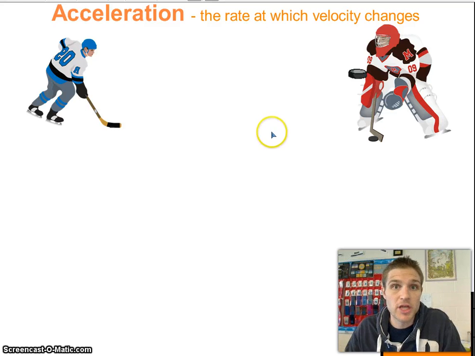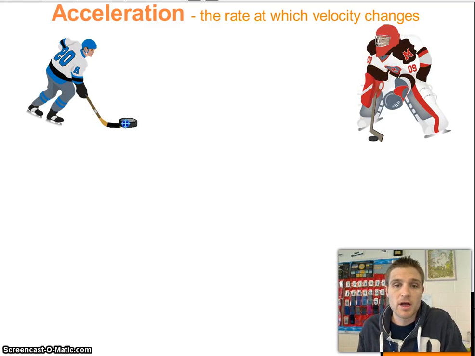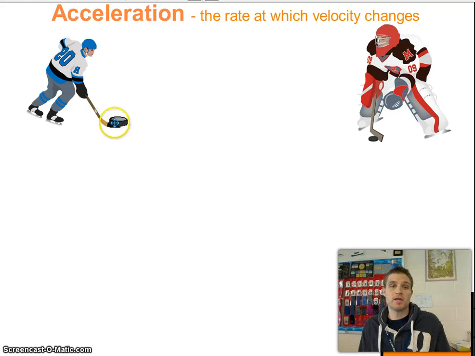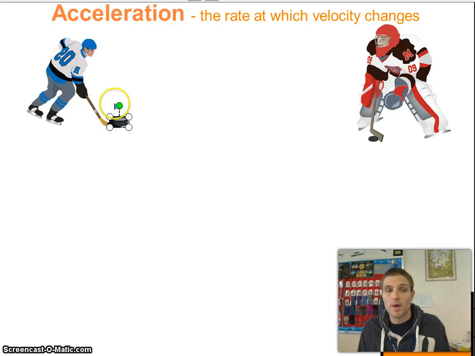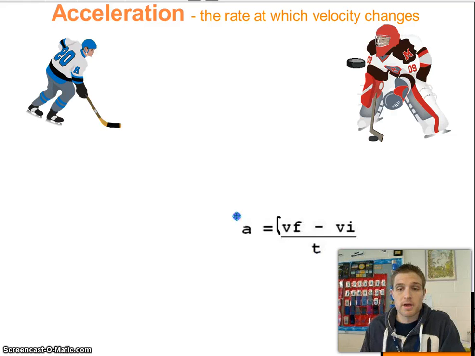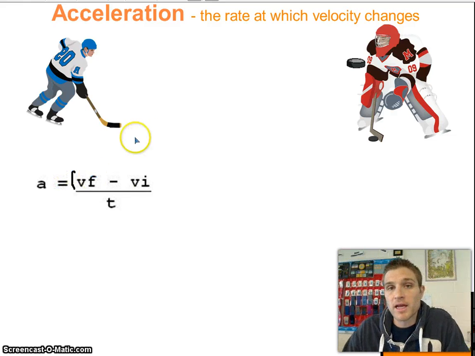So this hockey puck right here, right now might have a velocity of 0 because maybe it's not moving, but once this hockey player hits it, it's going to have a velocity going this way. Once the goaltender stops it, it's going to have a velocity this way. So while its velocity is changing, it's also going to have an acceleration, because with the acceleration equation we can figure it out by finding the final velocity, the initial velocity, and the time.